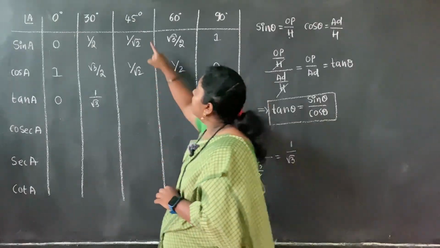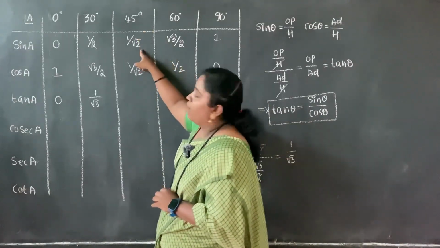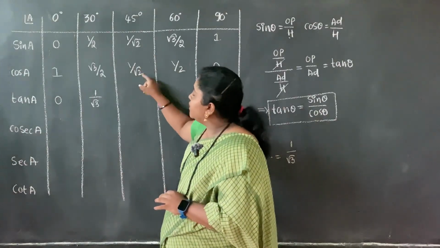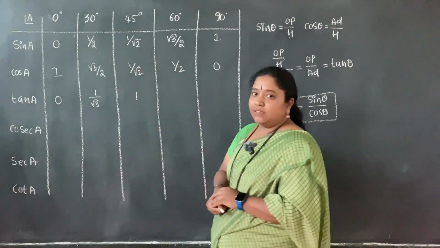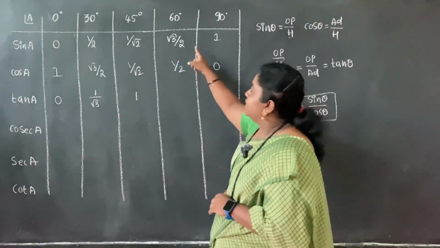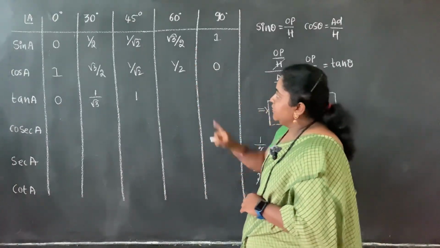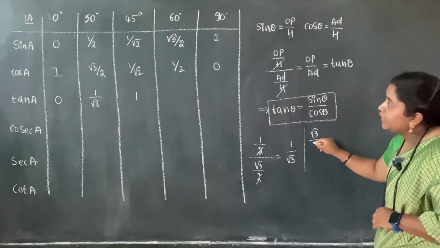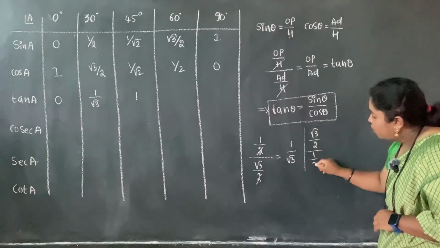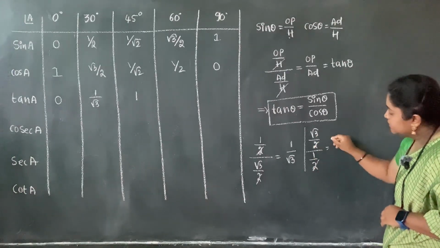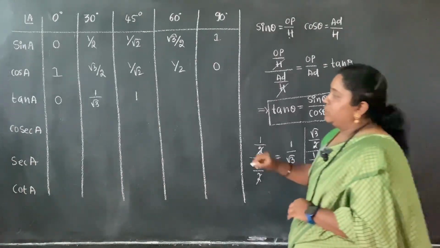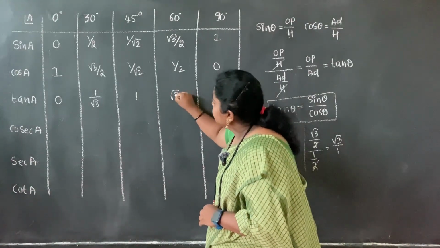Now, look here. Tan 45: 1 by root 2 divided by 1 by root 2. The same thing divided by the same thing gives me 1 as the result. Yes or no? Now look at tan 60 degrees. What I have to do is root 3 by 2 divided by 1 by 2. 2 got cancelled. I am left with root 3 by 1, means only root 3. So tan 60 degrees is root 3.